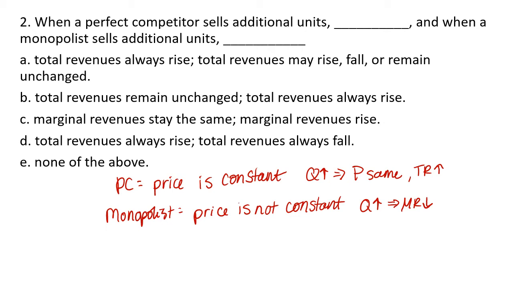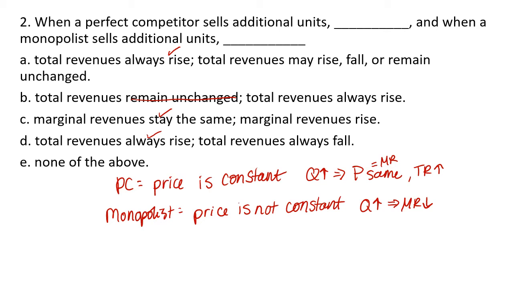Okay, so if a perfect competitor wants to sell an additional unit, let's look at our options. Total revenues always rise. That's true. Total revenues do not remain unchanged. Marginal revenue stays the same. Total revenues always rise. Okay, so those are all possible. Because over here, I said price is their marginal revenue. What they get for selling one more unit is just whatever the market price is. It doesn't change whether they sell 1 or 50. They get whatever the price is in a perfectly competitive firm.